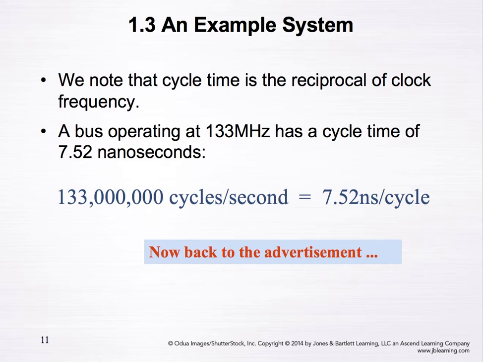We note that the cycle time is the reciprocal of the computer clock frequency. For example, if we have a bus operating at a clock frequency of 133 megahertz, that corresponds to a cycle time of 7.52 nanoseconds. The cycle time equals 1 over 133 megahertz, and we can compute that number as 7.52 nanoseconds.